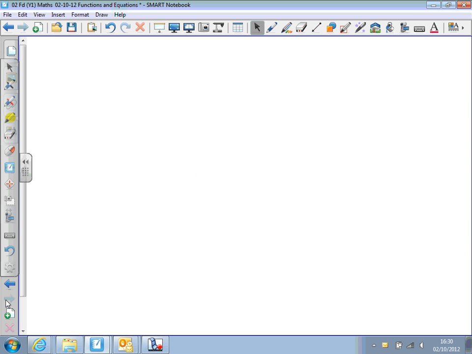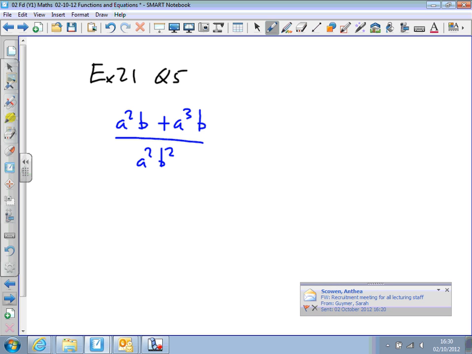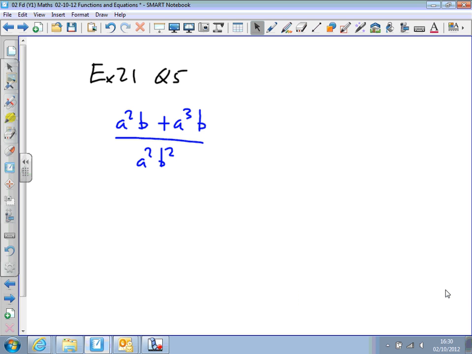Exercise 21, question 5. If you can find that. Can you just read it out to me, please, Tom? A squared, b squared. Yeah. We've got to simplify that. Okay.